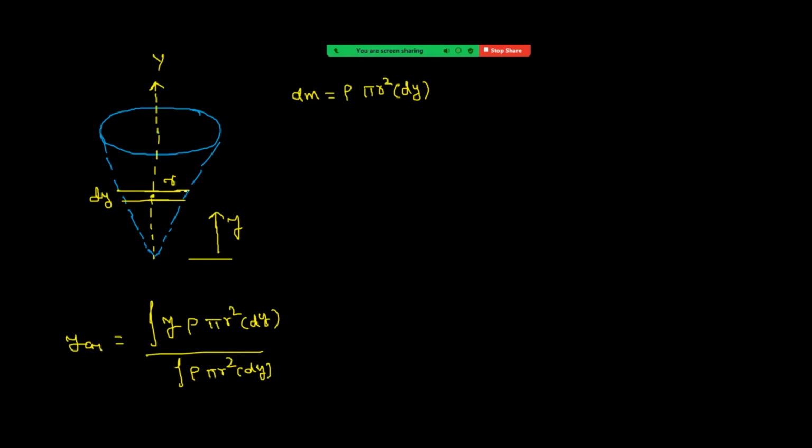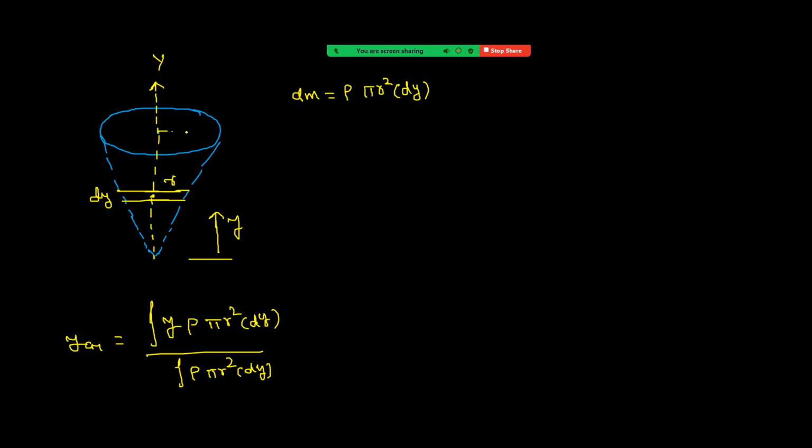We can see carefully, y is variable, r is also variable. So we have two variables, right? When you are changing y, r also changes. So we have to convert this into a single variable. That means we have to connect y and r, as we can see from the diagram.